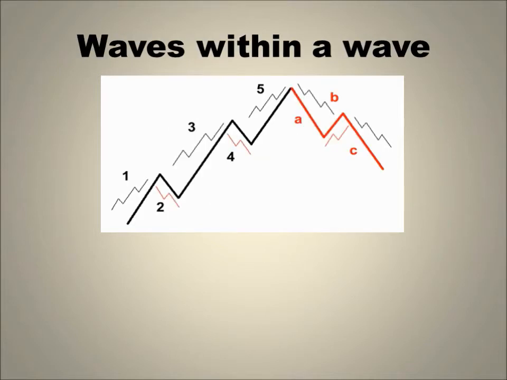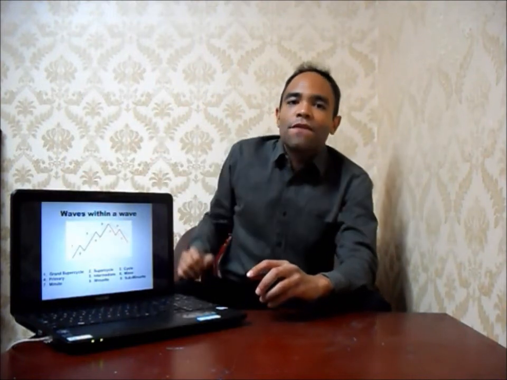Waves within a wave. So as we can see, as I explained before, waves 1, 3, and 5 are the impulse waves. Waves 2 and 4 are the corrective waves. And then when we have the 3 waves after the wave 5, now the waves 1, 2, 3, 4, 5, those are the impulse waves. Waves A, B, and C are the corrective waves. And then after waves A, B, and C, the uptrend just may resume. So keep that in mind too. And also, these are the different names of each wave.